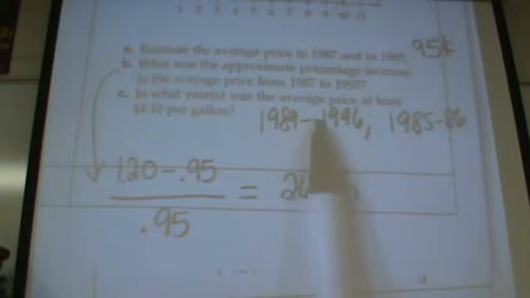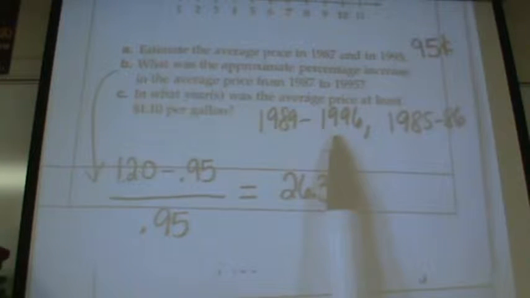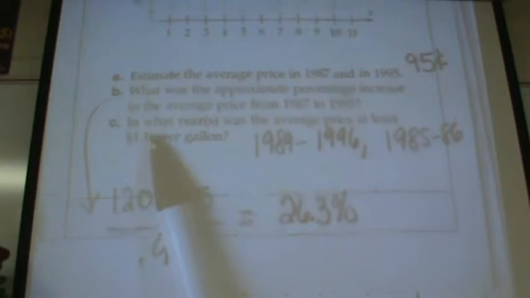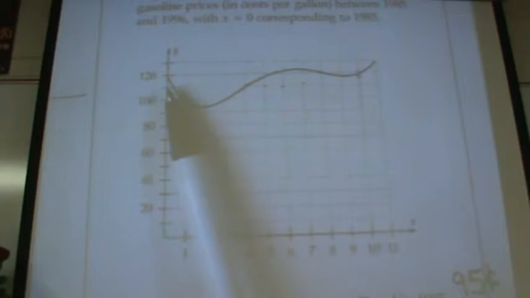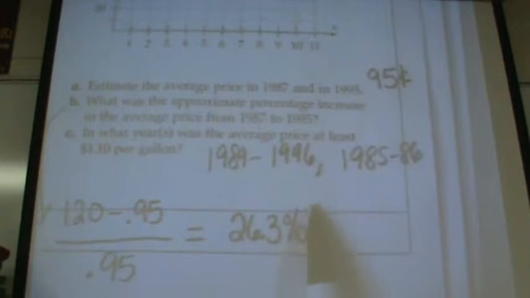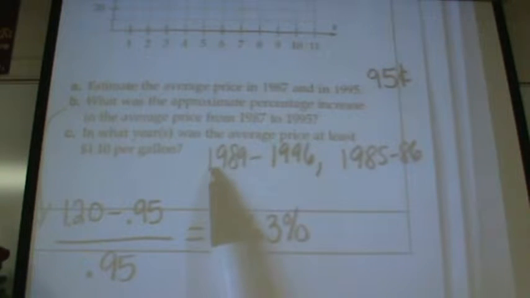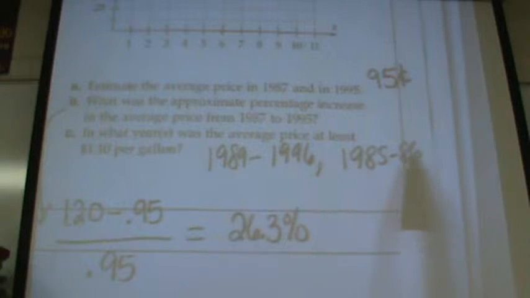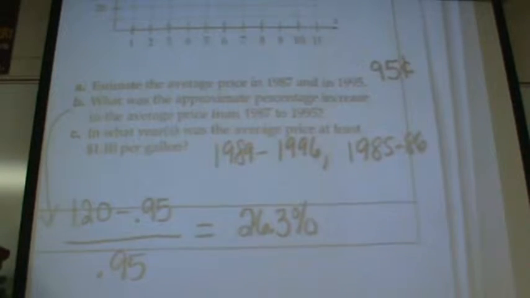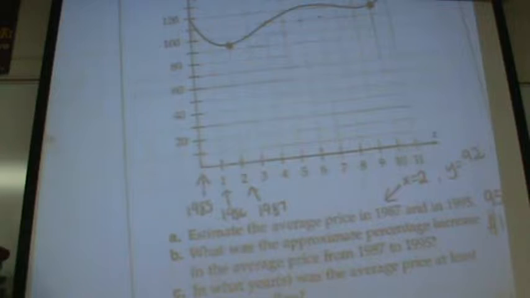And then, in what year was the average price at least $1.10? You would look on the y-axis where you would find $1.10, and figure out it's this right here, and then all these years. So I would say from 1989 to 1996, and from 1985 to 1986. Questions? Next.